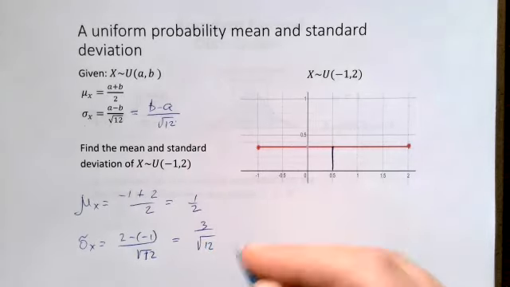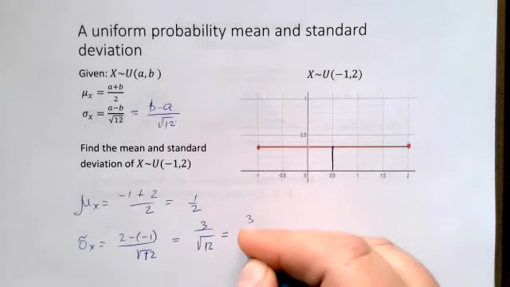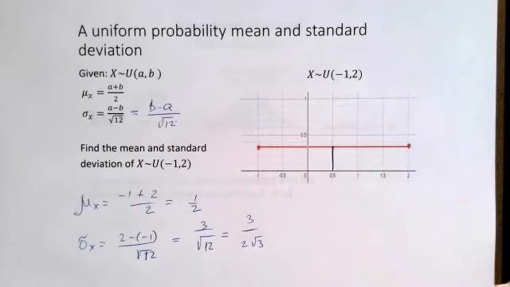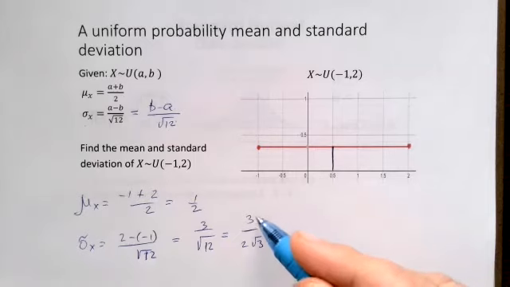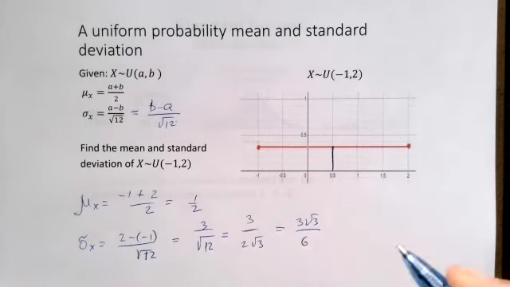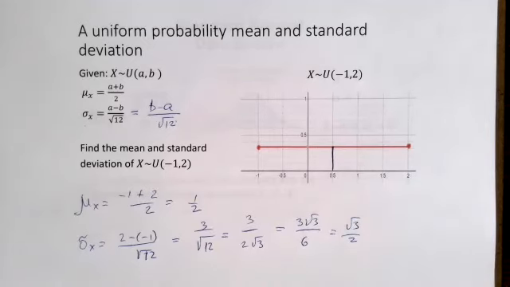And the root of 12 can be simplified as 2 roots of 3. We could also rationalize the denominator by multiplying the top and the bottom by the root of 3, and we're going to get 3 roots of 3 divided by 6. Then, simplifying, we're going to get the square root of 3 over 2. So that would be the standard deviation for this uniform distribution.